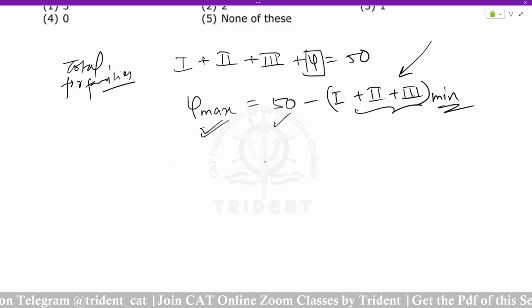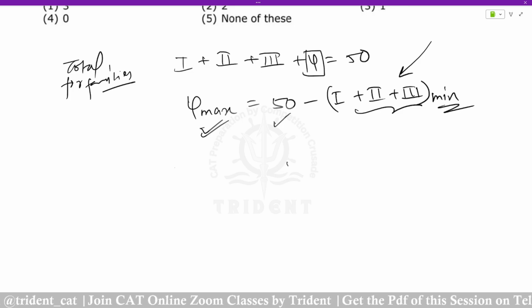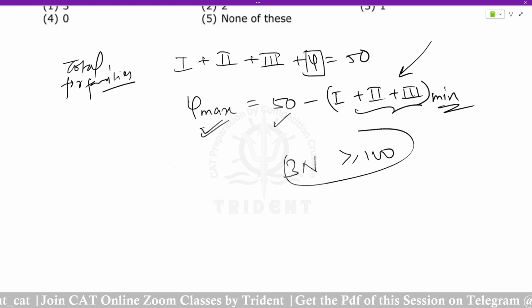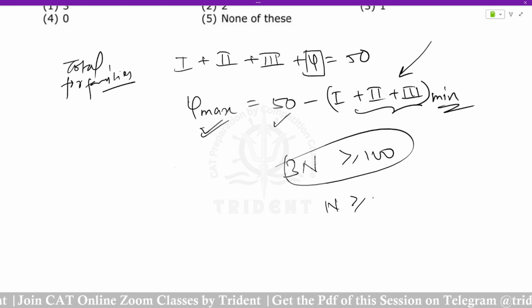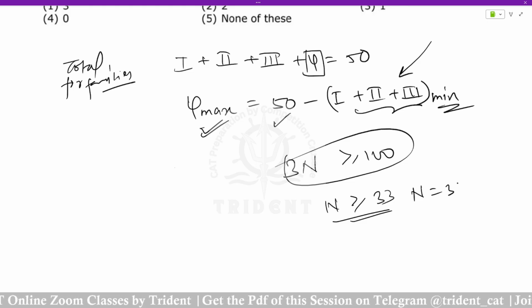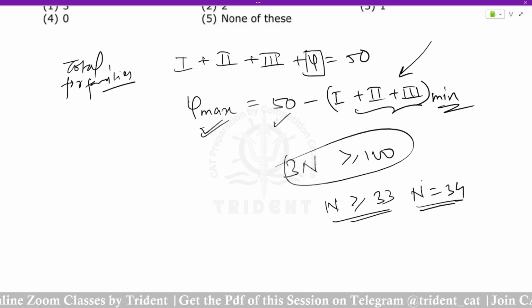One family at most can produce 3 children. Then the maximum number of children n families can produce will be how much? 3 times n should be greater than or equal to 100. Okay? So n has to be greater than or equal to 33. So any number more than 33, I would take n equals 34. ठीक है?